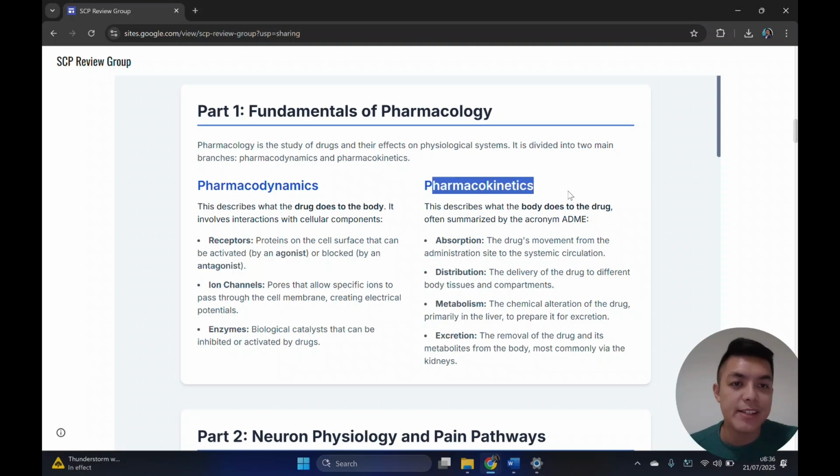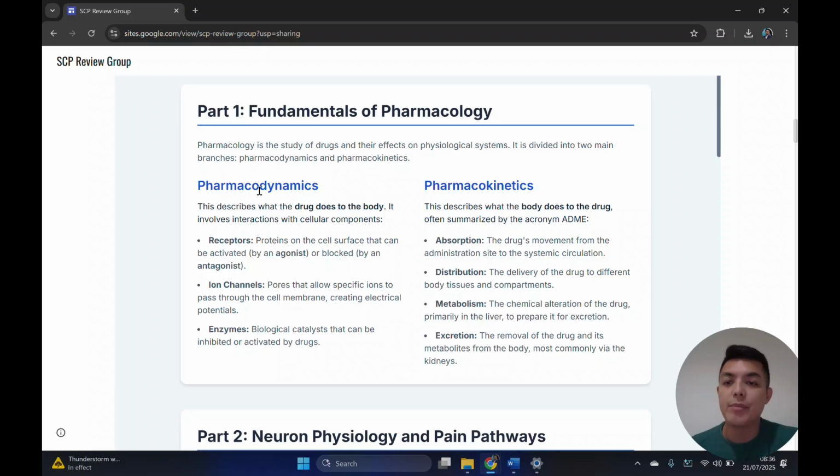Pharmacokinetics gives us the nightmares. This was asked in the mock. So first one we'll do is pharmacodynamics. This describes what the drug does to the body. Dynamics, drug. What the drug does to the body.